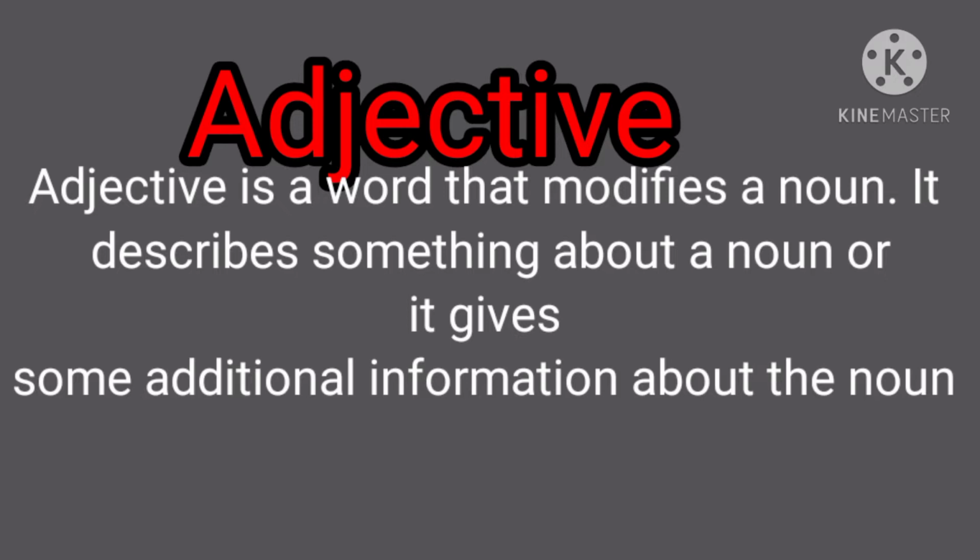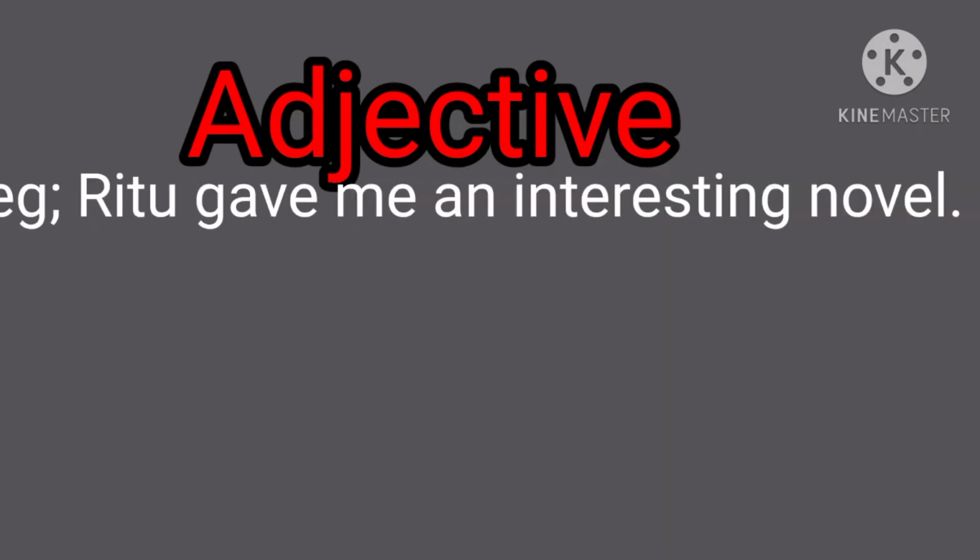Adjective. Adjective is a word that modifies a noun. It describes something about a noun or it gives some additional information about the noun. Example, Ritu gave me an interesting novel. Here, the word interesting describes something about the novel, how the novel is. The novel is interesting. So it's an adjective. It modifies the noun.